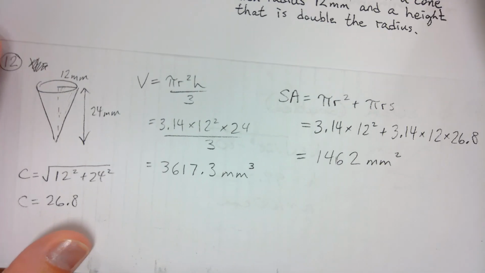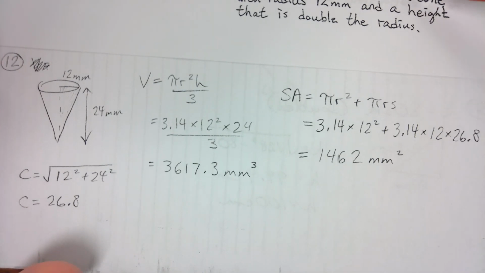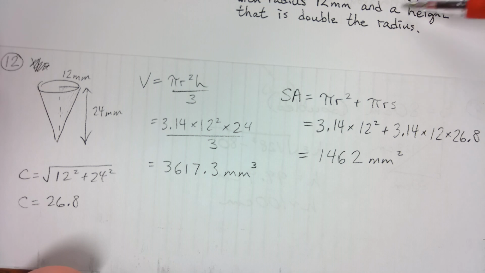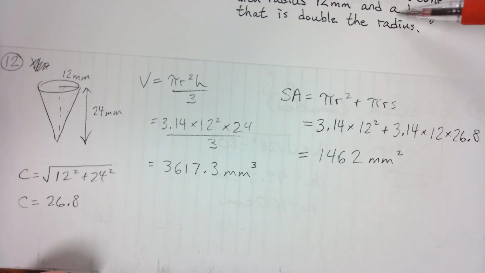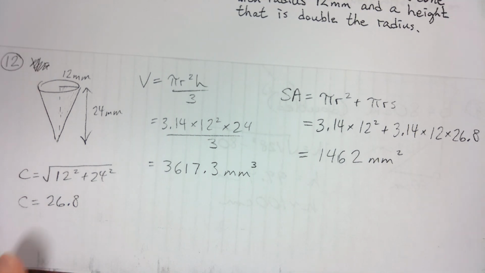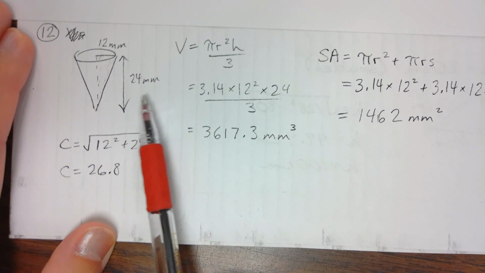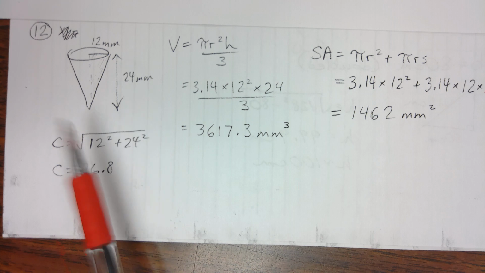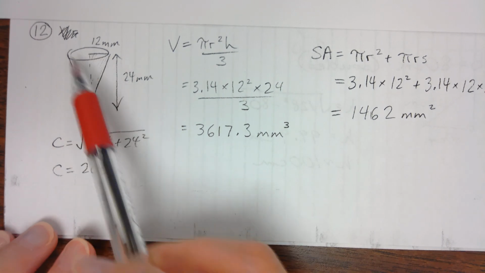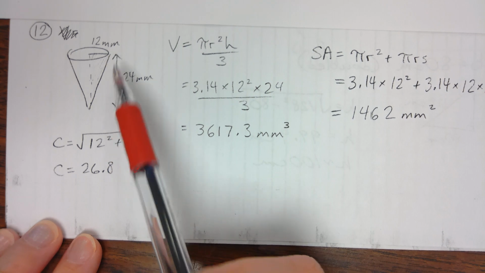Okay, so number 12, last one. Find the surface area and volume of a cone with a radius of 12 and the height that is double the radius. Okay, so basically, on the exam, even if it doesn't ask you to draw a diagram, sometimes it helps to draw the diagram. It only takes you 2 seconds. So draw it out so you know exactly what it's asking.